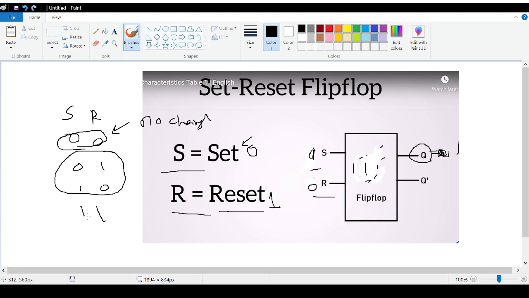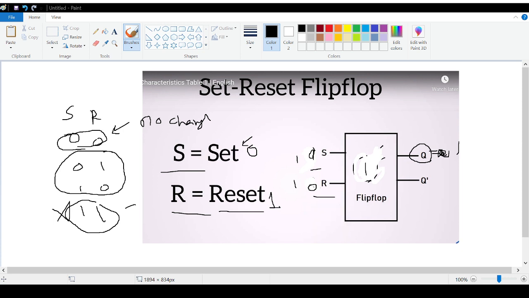So 3 combinations done, and remember that the 4th combination is an invalid input. If I pass 1, 1 through this, then it's invalid because it doesn't work, okay? If I pass SR, once we see the internal circuit, we'll see that this will give an invalid output. So in SR flip-flop, this is an invalid input, okay? We do not use 1, 1, we use these 3 combinations. Now let's look at the internal circuit, okay?